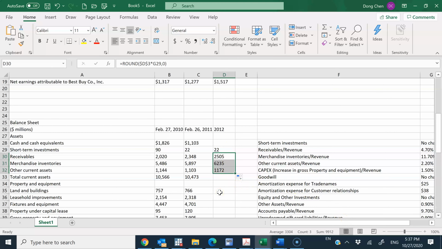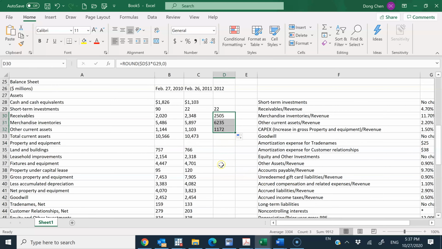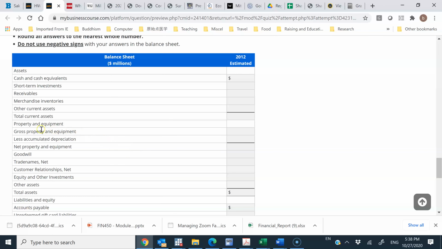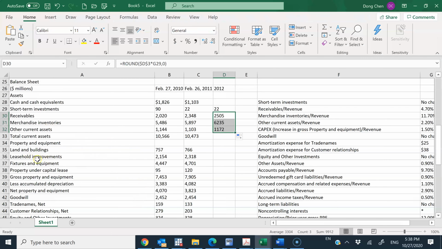And now let's get to the property and equipment section. Here it listed land, buildings, leasehold improvements, fixtures and equipment, property under capital lease, gross property and equipment, less accumulated depreciation, and hence that's net PPE. Basically, this gross PPE is the sum of the many items above it. And if you go back to the balance sheet, we don't have the space for these components of PPE, right?